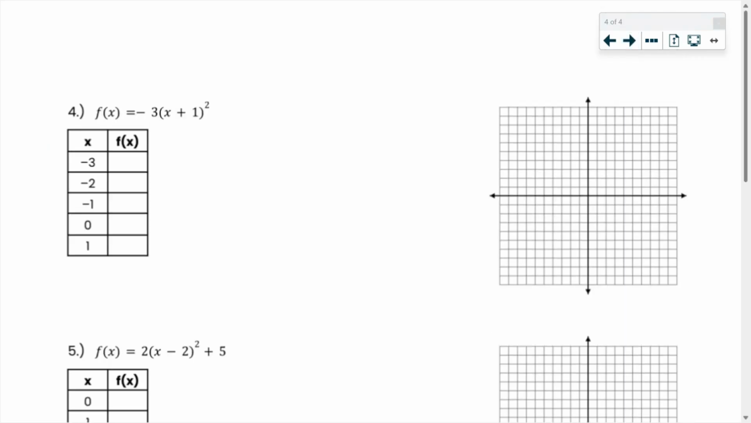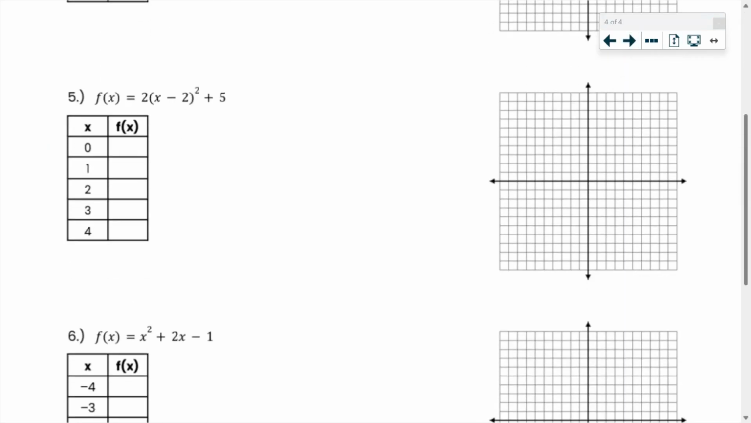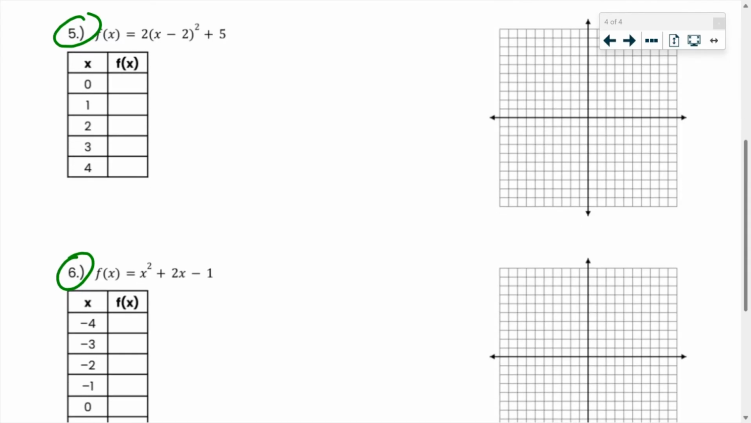I would like you, on the next page of your notes, to try number 5 and number 6. Please feel free to be discussing your results with your neighbors as you're working through it.